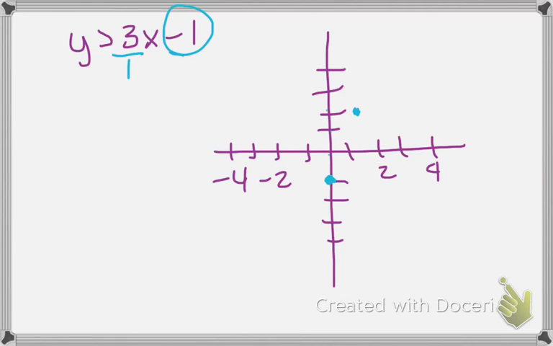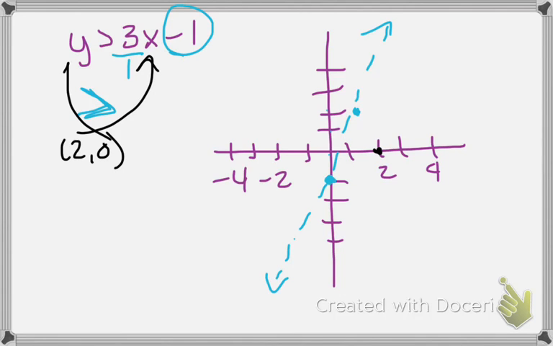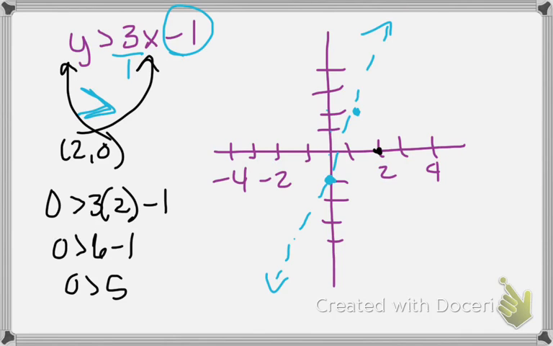Now when I make this line, am I going to make this a dotted line or a solid line? Because this is a greater than, we're going to make it a dotted line, or a dashed line. And then we just have to pick a point that's not on the line somewhere. So, for example, I'm going to pick the point (2, 0). I substitute 2 in for x and 0 in for y. So I have 0 is greater than 3 times 2 minus 1. What's 3 times 2? 6, minus 1 is 5. Is 0 greater than 5?